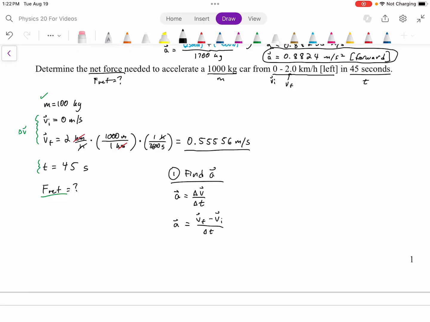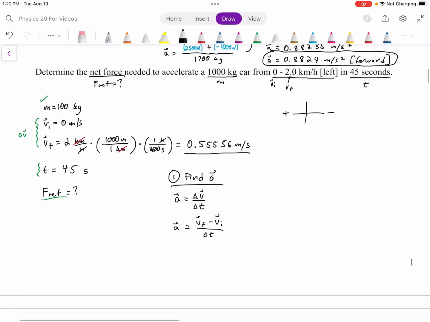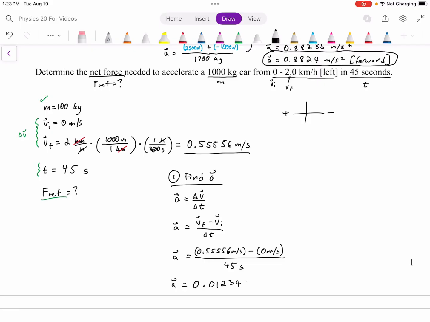So putting in our numbers, but first I should definitely define my directions. Since everything here is to the left, I'm going to make that positive and right negative. That way, I don't have to introduce a whole bunch of negatives into my equation. So making left positive, I have final velocity of this minus initial velocity of 0 divided by 45 seconds, the time it took to complete that change in velocity, giving me that the acceleration during that time was 0.012346 meters per second squared.